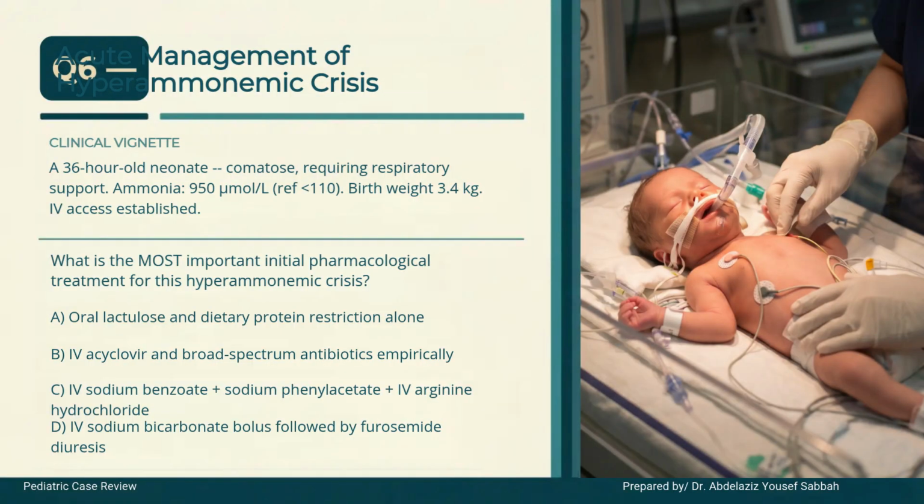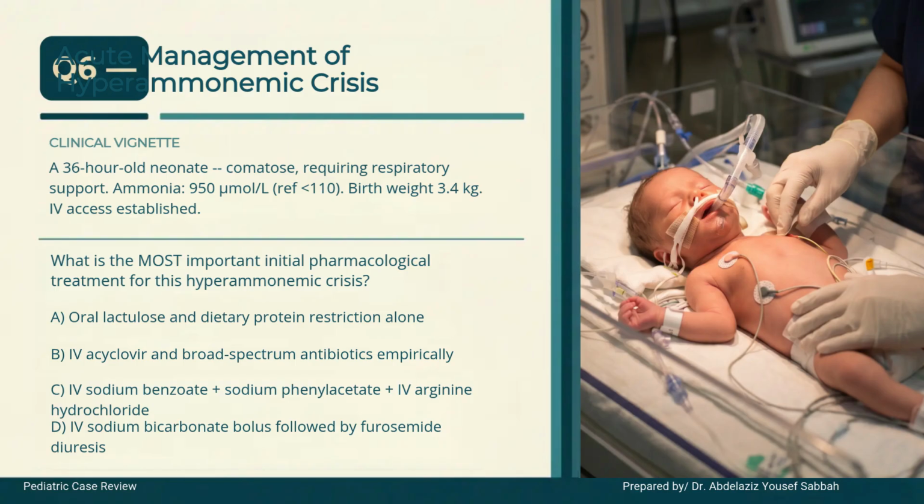Case 6. A 36-hour-old neonate is comatose and requires respiratory support. Ammonia is 950 micromoles per liter against a reference of below 110. Birth weight is 3.4 kilograms and intravenous access has been established. What is the most important initial pharmacological treatment for this hyperammonemic crisis?